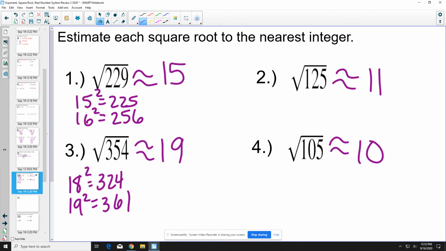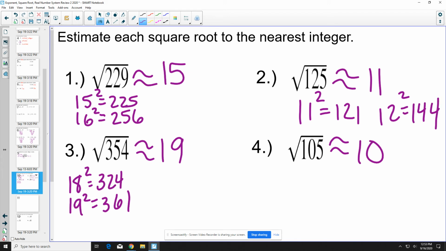Okay, so let's see how we did. So on number 1, that's about equal to 15 because the square root of 229 is closer to 15 squared. It's closer to 225 than it is 16 squared. 16 squared is 256. Number 2 would be about 11 because 11 squared is 121. It's only 4 away from that. 12 squared would be 144.